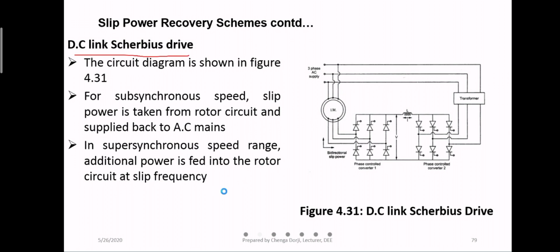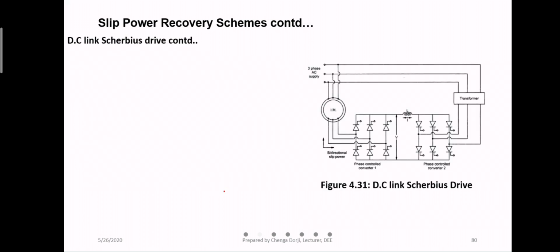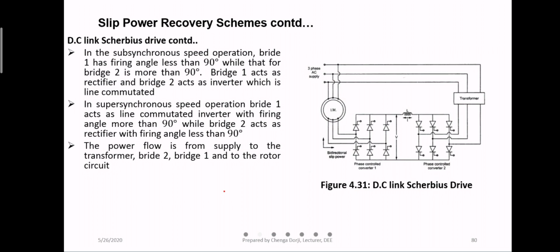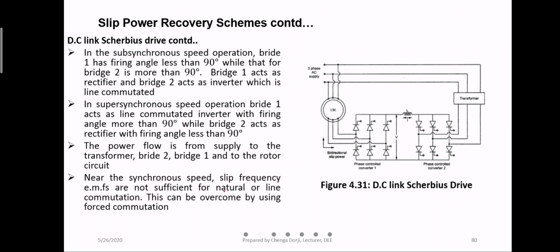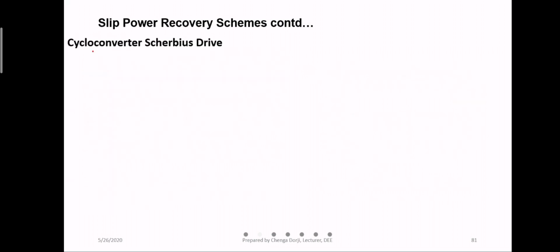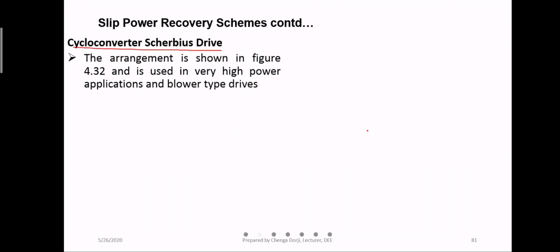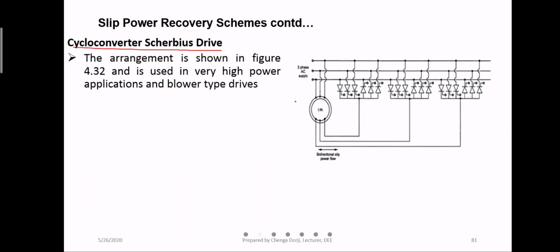The others are all the same. You can have the DC link. Then in the cycloconverter system, you are using the cycloconverter instead of the inverter. This cycloconverter Scherbius system is used in very high power applications and blower type drives only. So if the drive has a very high rating, then we use this type.